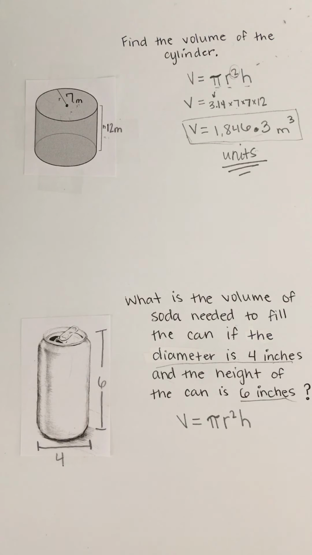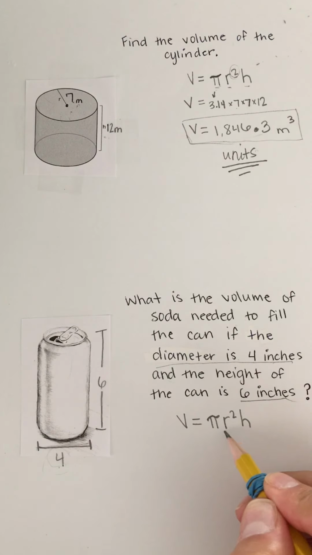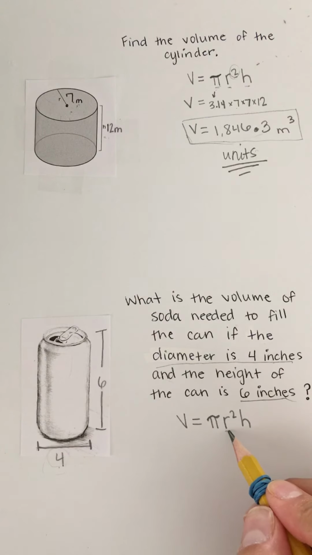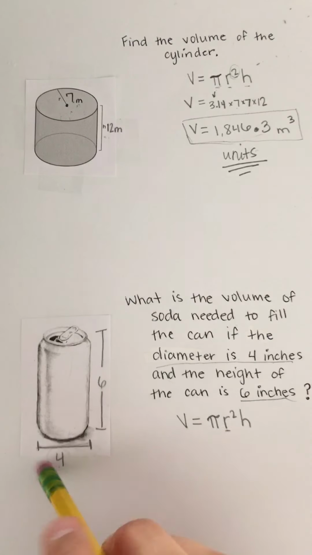If you're not careful, you might think this is r. That is not r. That's diameter. This is not radius. This is diameter. I don't want diameter. I want radius. So that's a problem. Do not put 4 here. You want the radius here. So, well, what's the radius then?